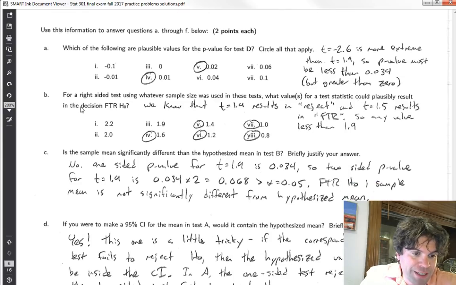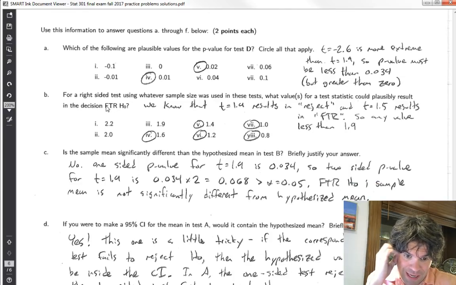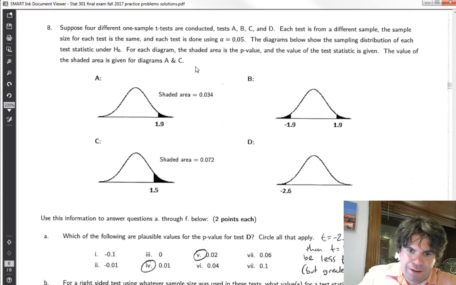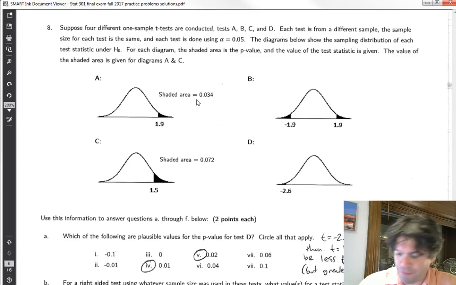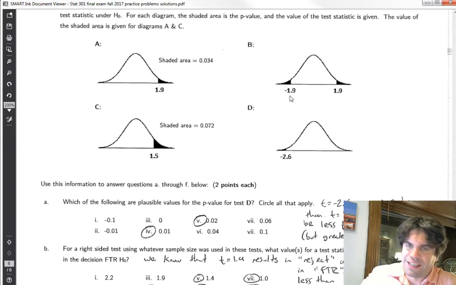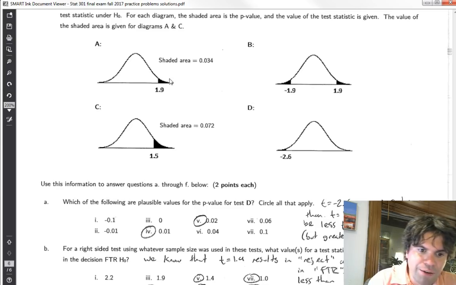Okay, B, for a right-sided test using whatever sample size was used in these tests, what value or values for a test statistic could plausibly result in the decision fail to reject the null? Well, I know that this one results in the decision reject the null because my p-value is 0.034. Note that it's talking about a right-sided test. So we're not doubling the p-value. That's actually the next question, but if we were doing a two-sided test, I'd be doubling this. But it's a right-sided test. So I know that this results in reject the null because my p-value is less than 0.05. So if I get a test statistic of 1.9, I'm rejecting the null.